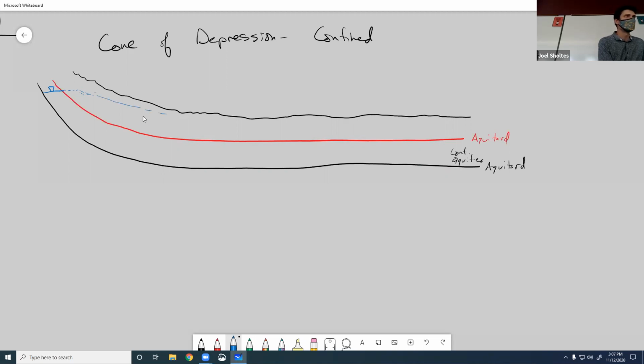What's the difference between them two? Just a sec. Say that again. What's the difference between the two aquifers?